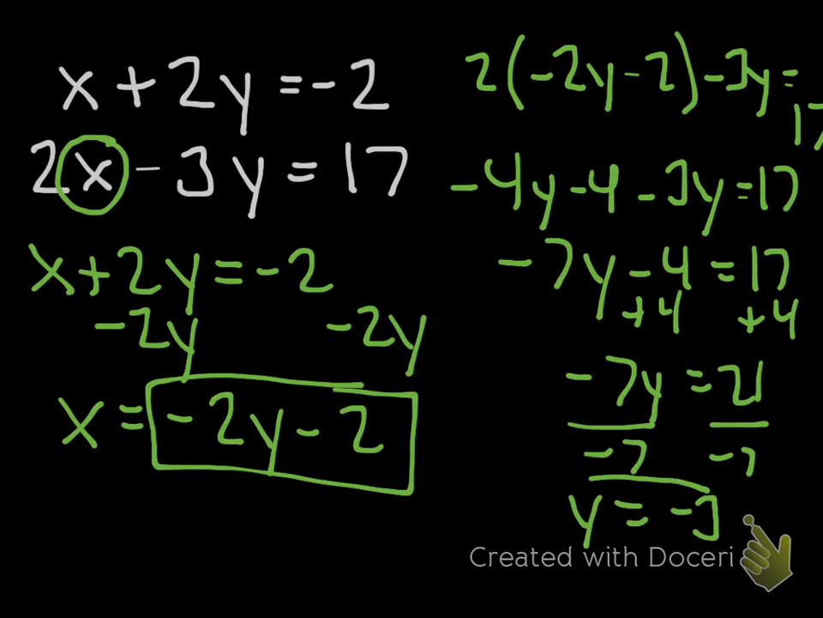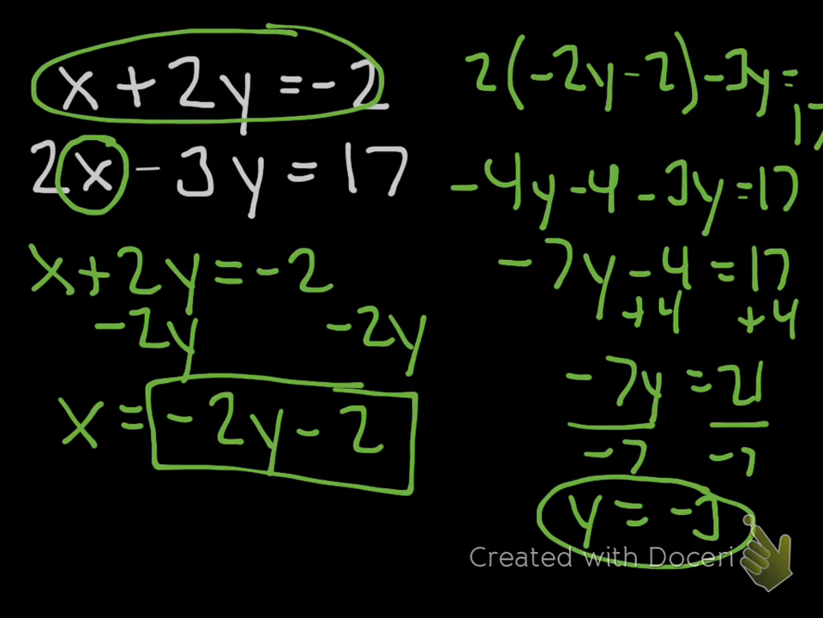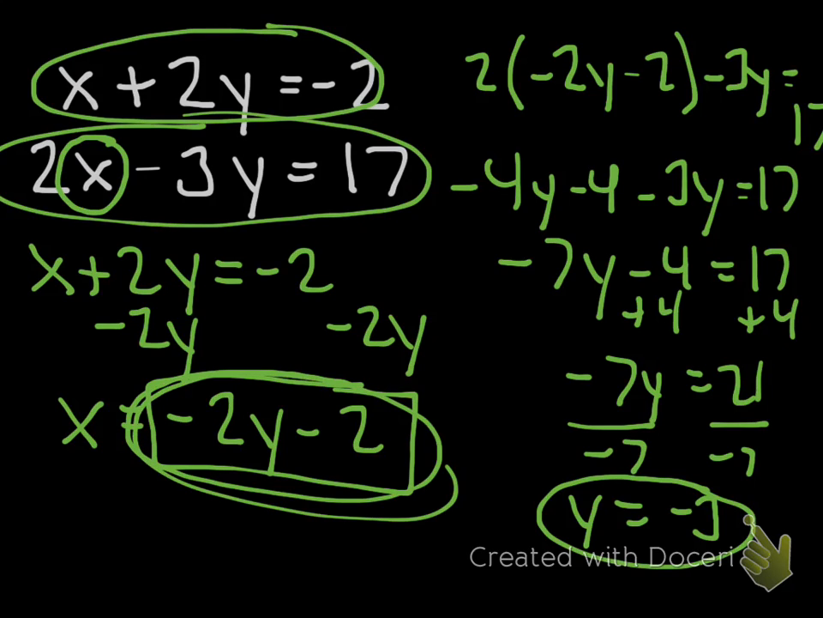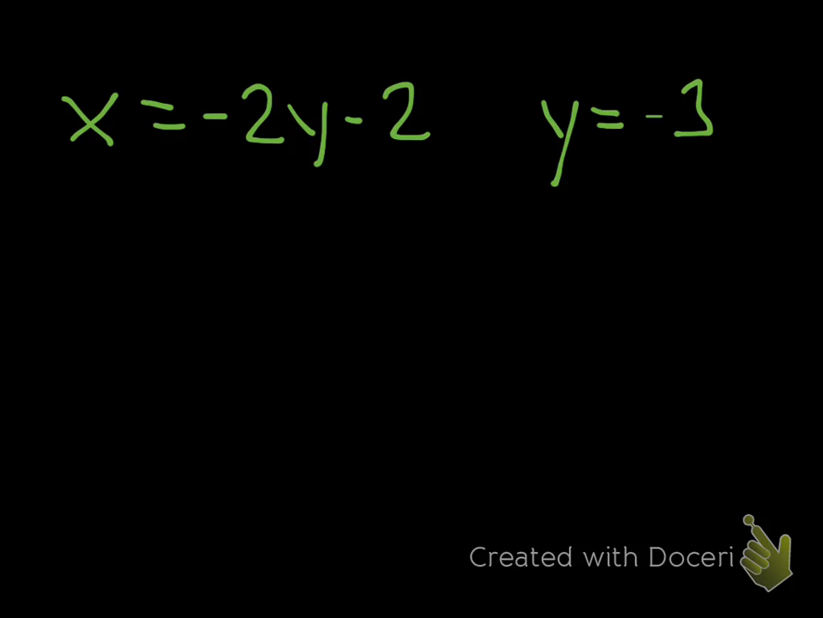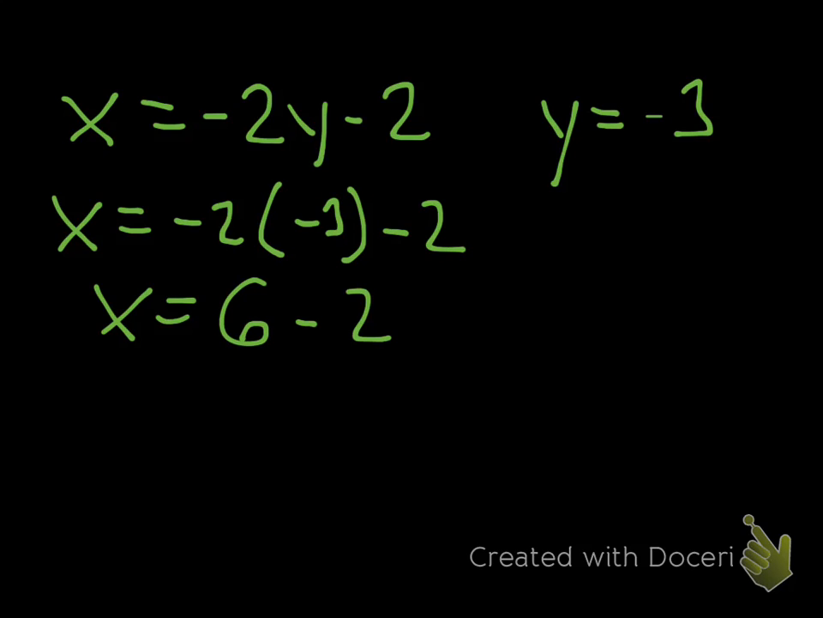All very good. Now I have to find out what x is equal to, and I have a couple choices here. I could plug y equals negative 3 into the first equation, into the second original equation, or I could even plug it into this one, and that's what I'm going to do. Keep in mind that x equals negative 2y minus 2, and I know that y equals negative 3. I can now plug it in. x equals negative 2 times negative 3 minus 2. I have x equals 6 minus 2. x equals 4. So therefore, the point of intersection is at 4, negative 3.